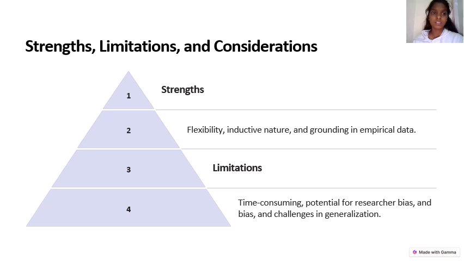All these things. Next is strengths, limitations, and considerations. Strengths are flexibility, inductive nature, and grounding in empirical data. And the limitations are being time consuming, potential for research bias, and all the challenges faced in generalization.